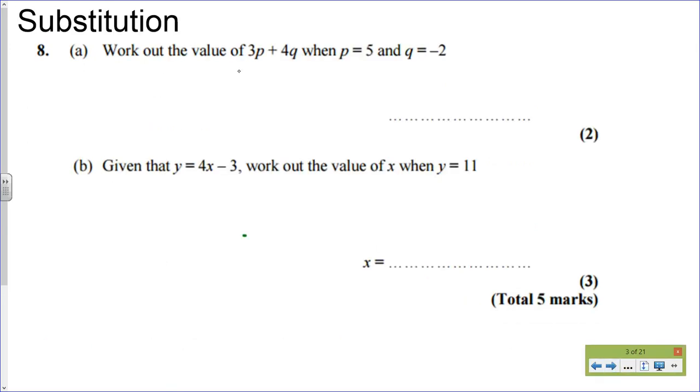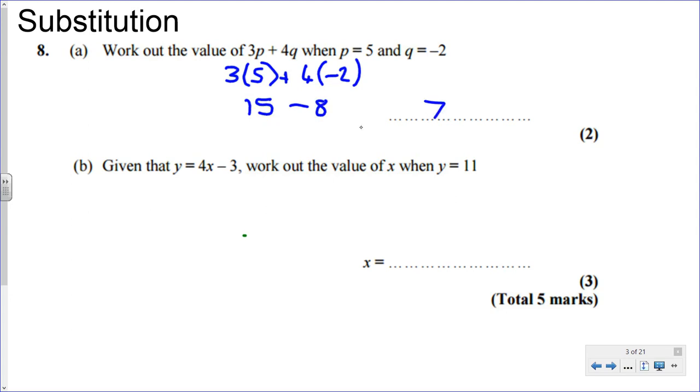A little bit of substitution. So I've got this expression here, and I need to substitute in these values. So I'm going to rewrite the expression again, but substituting what I know the letters actually are. So it's 3 lots of 5 plus 4 lots of minus 2. So 3 times 5 is 15. 4 times minus 2, that's minus 8. So now I've got 15, take away 8, and that is 7.